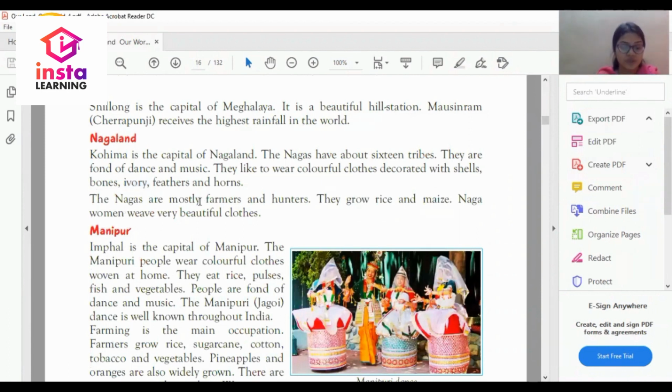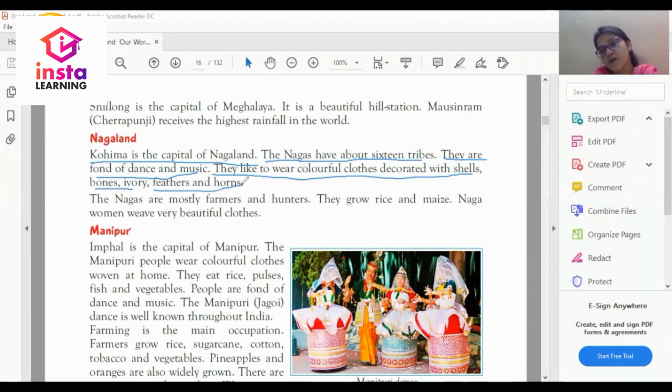So, dear student, this is a very important question. As I am highlighting it, what is the capital of Nagaland? The answer is Kohima. The Nagas have about 16 tribes. How many tribes do the Nagas have? 16 tribes. They are fond of dance and music. They like to wear colorful clothes decorated with shells, bones, ivory, feathers, and horns.